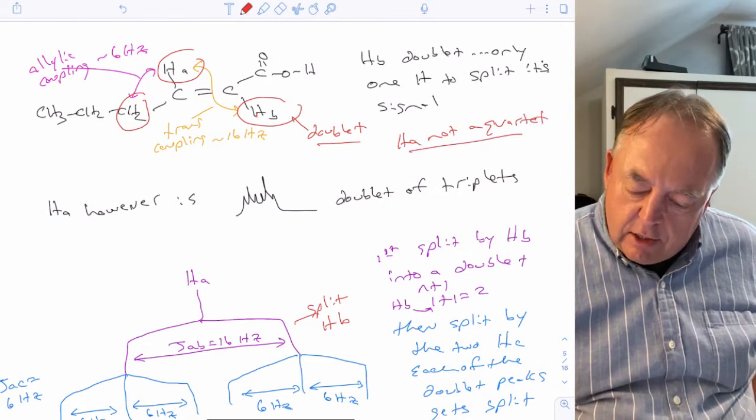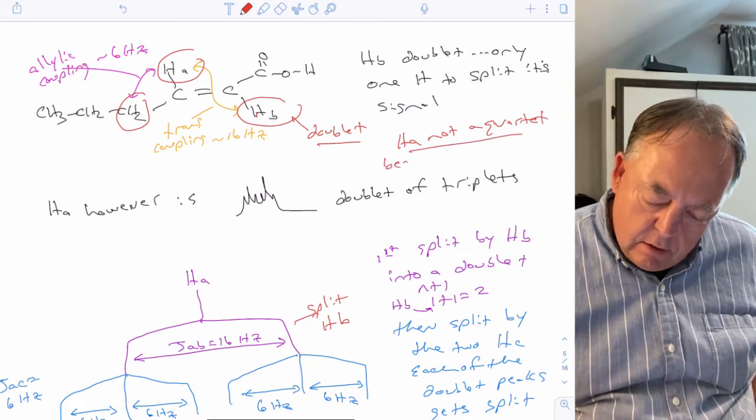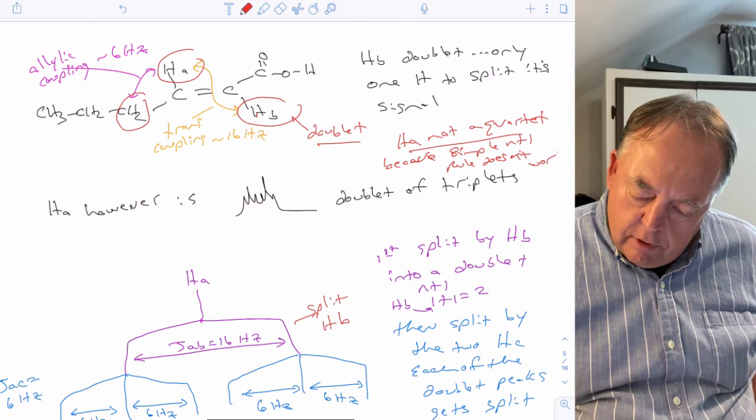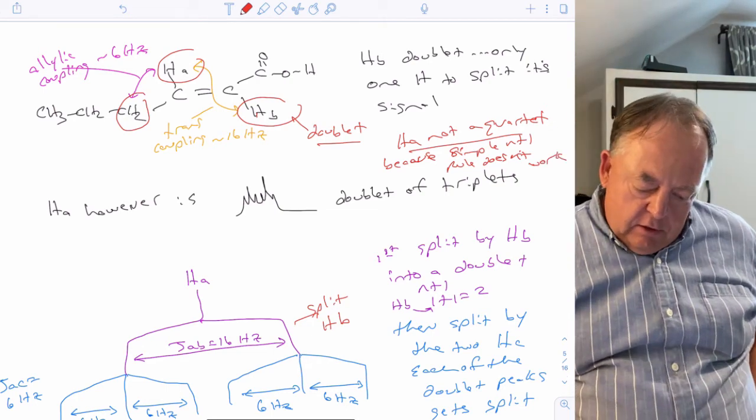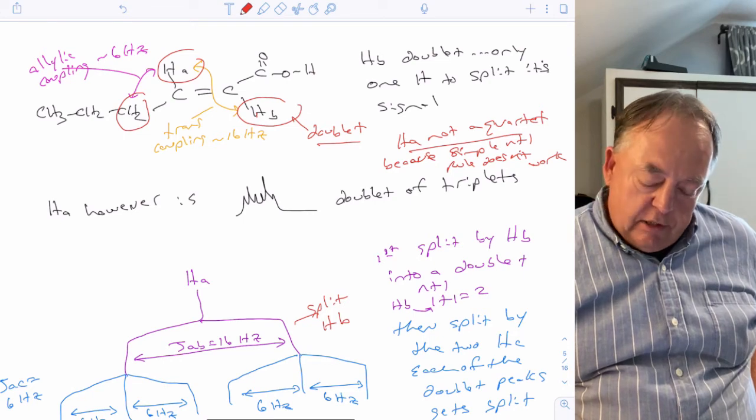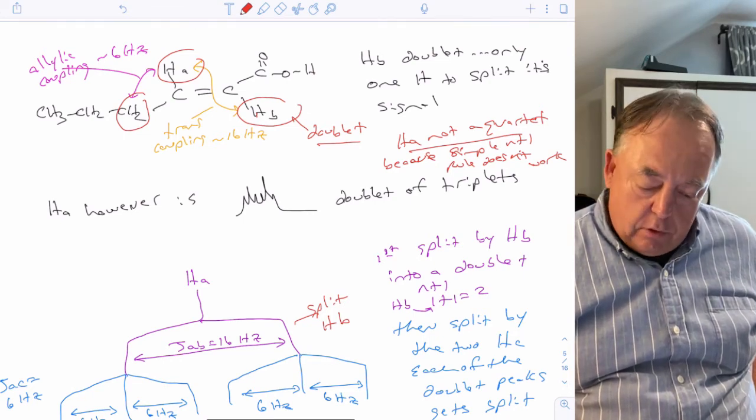HA is not a quartet, because the simple n+1 rule doesn't work for HA. So we need to use a splitting tree diagram to see what HA would look like instead.